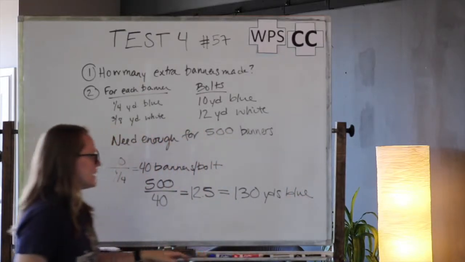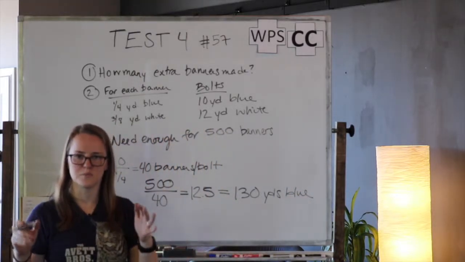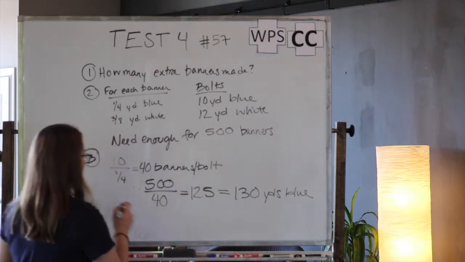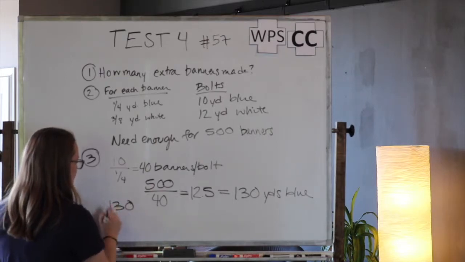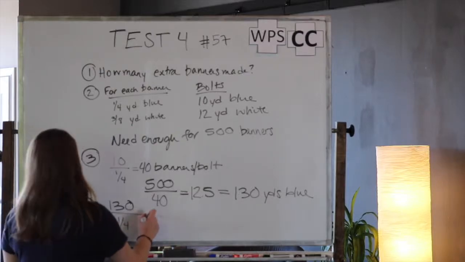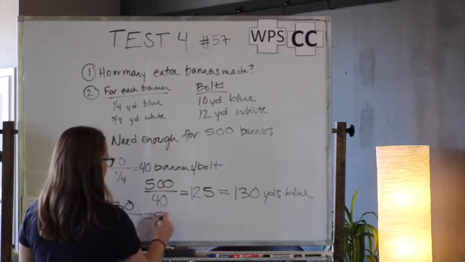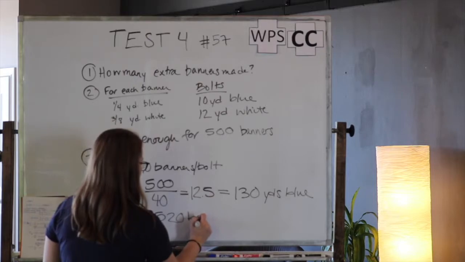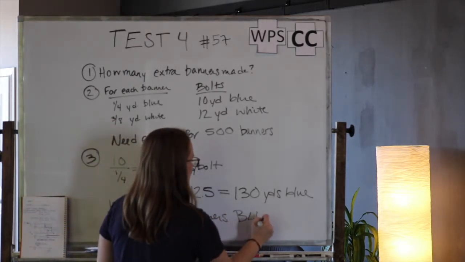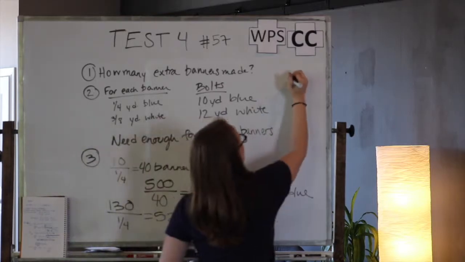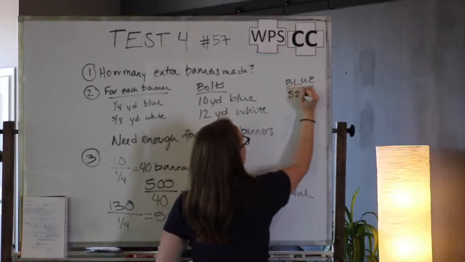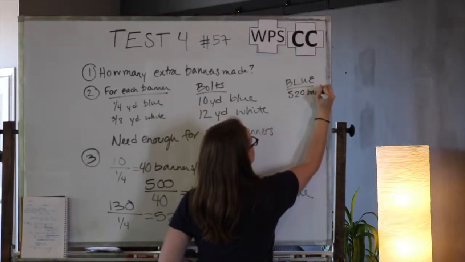So I'm going to go ahead and do the math to figure out how many extra blue they could make, and then we're going to erase that to create some space. So 130 yards divided by 1/4 yard per banner, that works out to be 520 banners they could make from blue. So let's write that up here. Blue, they have enough fabric for 520 banners.